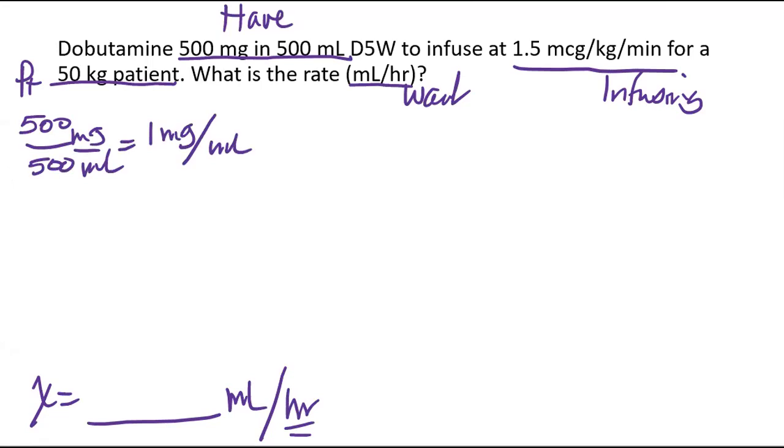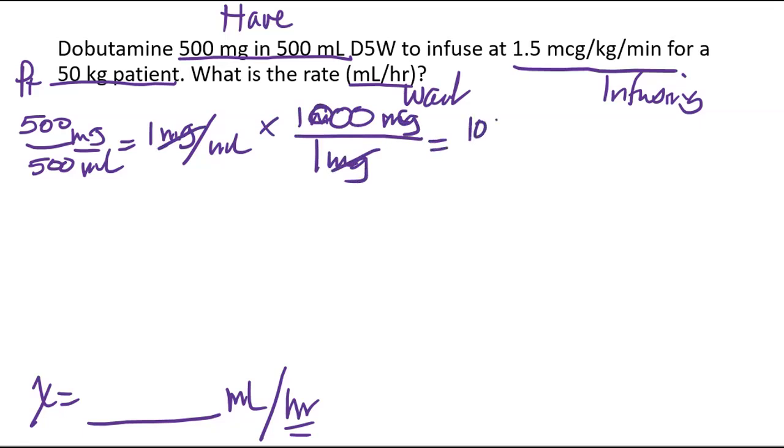And if we need to do a conversion, which we do, because you can see here we've got micrograms, and we can't deal with that until we change to micrograms, we're going to go 1,000 micrograms divided by 1 milligram. So we cross out the milligrams, and we get 1,000 micrograms per ml. Okay, so that's what we actually have in the bag.